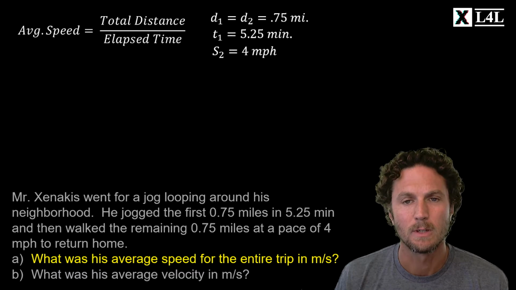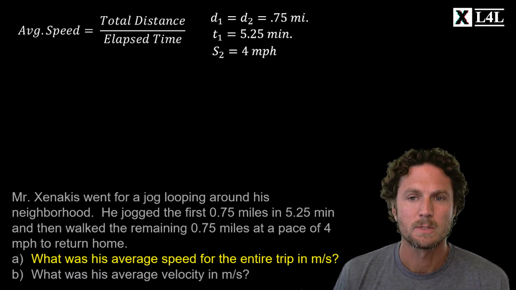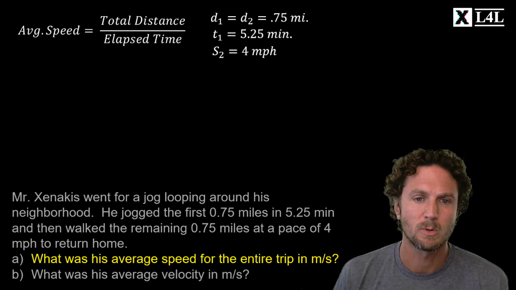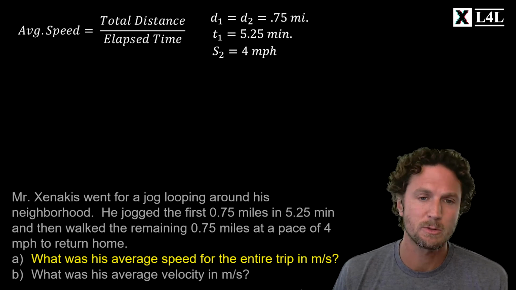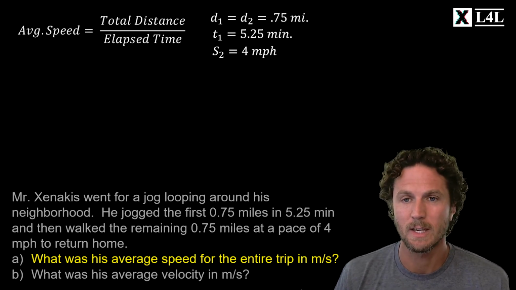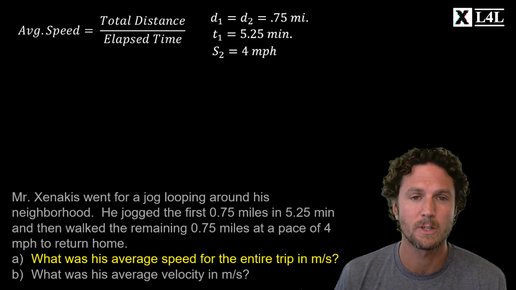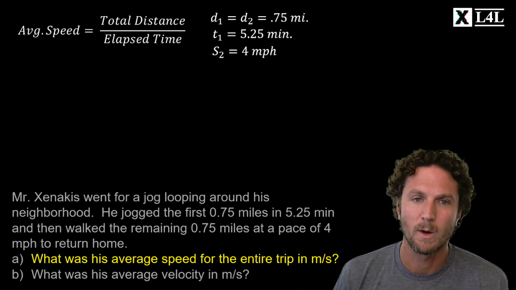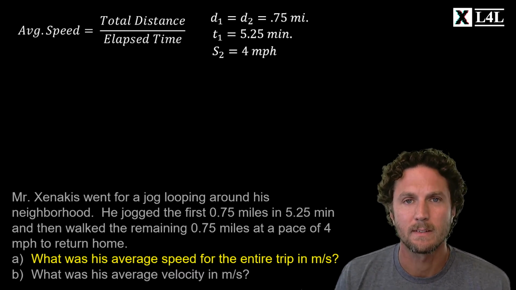Now be careful. In these types of problems, what students often like to do is, well, if I find the average speed for the first portion and the average speed for the second portion, I can just average those two together. But it doesn't really work that way. Let's think about this example.